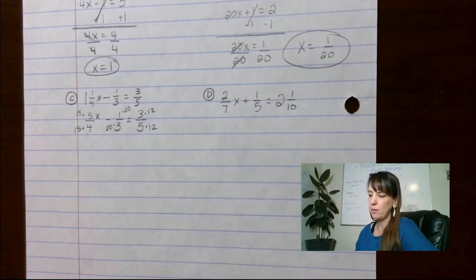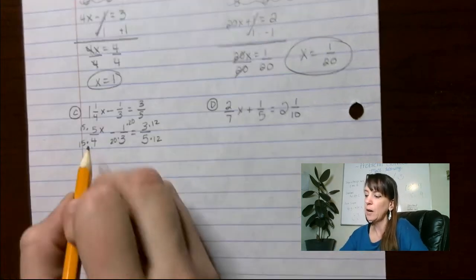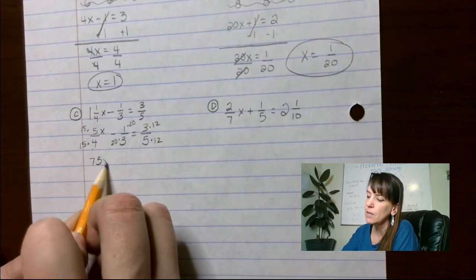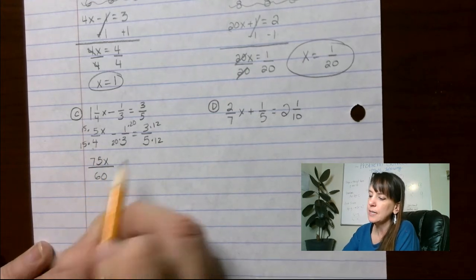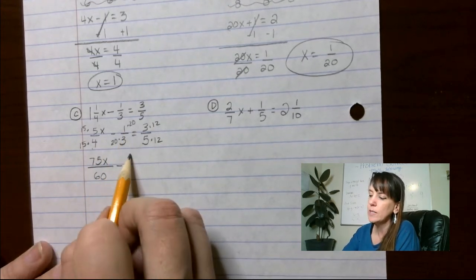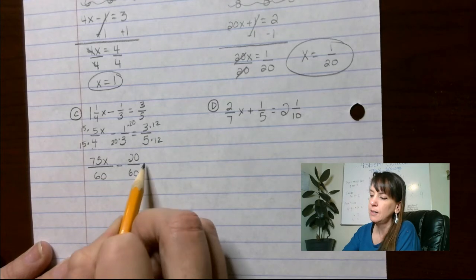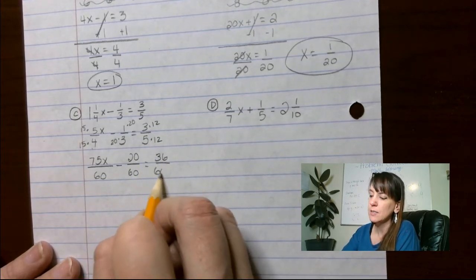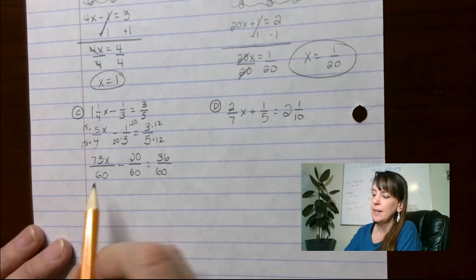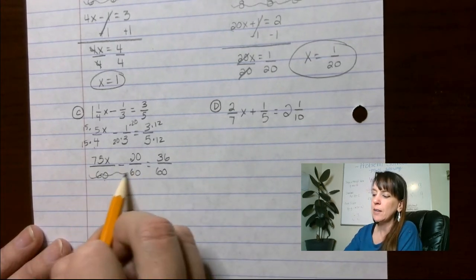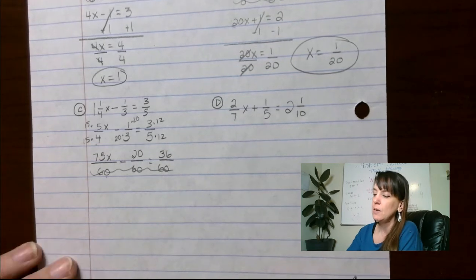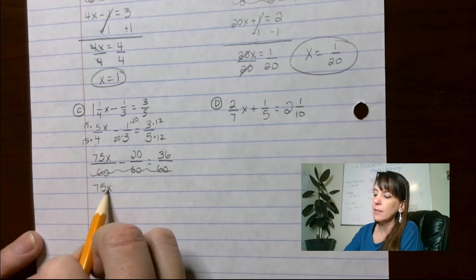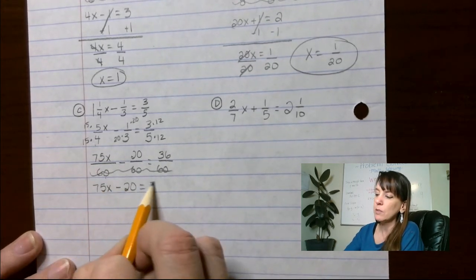Okay, so what I have now is 15 times 5, 75. I almost said 45 again, I did that earlier today. 75x over 60 minus 20 over 60 equals 36 over 60. Okay? These chunks all have the same common denominator now. That was a tough one, coming up with 60. So now we have 75x minus 20 equals 36.